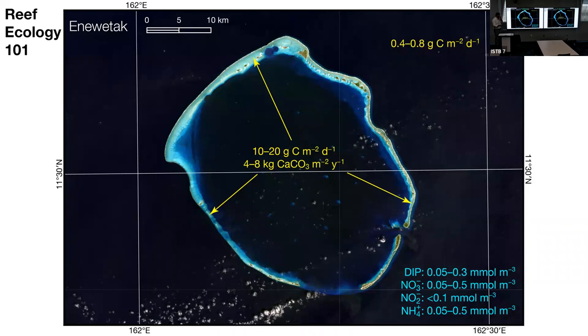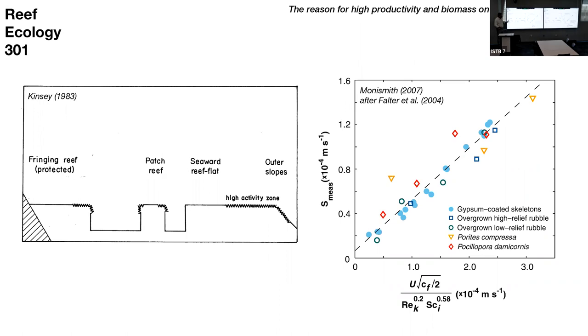This is another cross-section of a reef. Here's an island here. This is the fringing reef that abuts the island. And then there's sort of the rim of that fringing reef. This is the deep lagoon, a little patch reef in there, another lagoon. This is the barrier reef and the slope that goes out to the ocean. Where all the growth is, the productivity and the calcification, is on the edges of all these things, high activity areas where there's a lot of water flow.